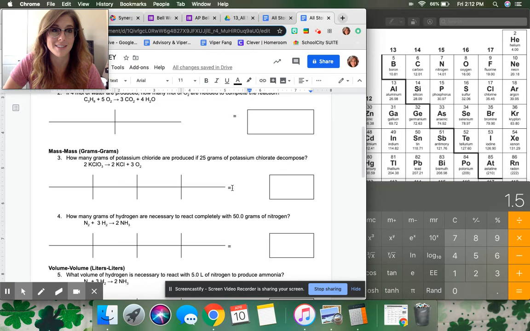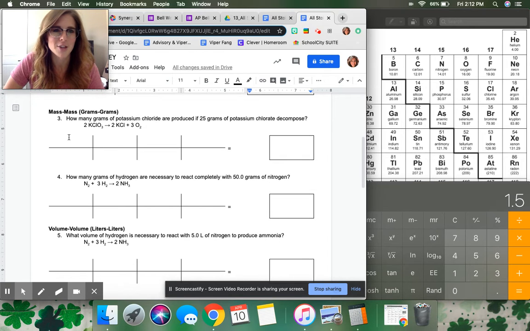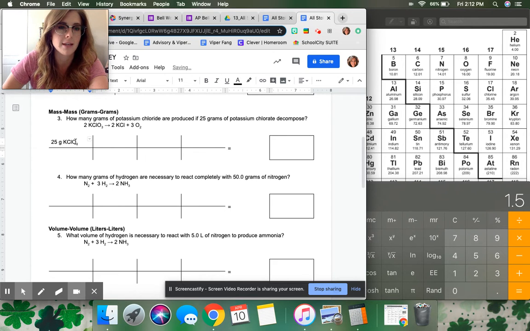Mass to mass. This is the hard one, right? So how many grams of potassium chloride are produced if 25 grams of potassium chlorate decompose? Okay, so I know I'm starting off here with 25 grams of potassium chloride. So potassium chloride is KCl, right? And ultimately, I'm trying to get to how many grams of... Oh, I'm sorry. No. We're starting off with 25 grams of potassium chlorate. Sorry. So we're going to make sure that that says KClO3.